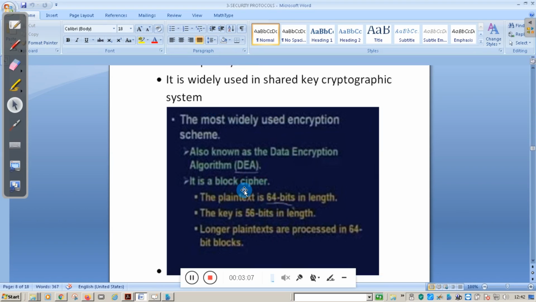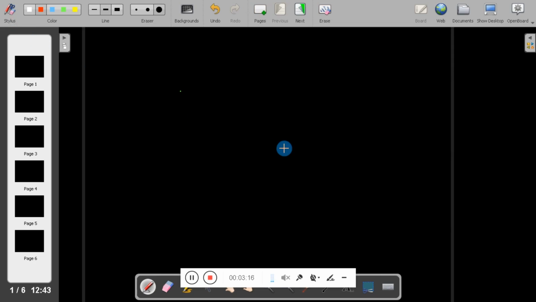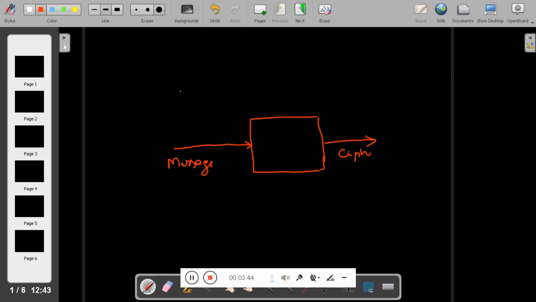While explaining ciphers in my previous session, I told you there are two types of ciphers: one is called a stream cipher, the other is called a block cipher. Now what is the difference between the stream cipher and the block cipher? Suppose this is my stream cipher block, and this is the input, that is the message or plain text, and this is the output, nothing but cipher text. This makes use of a shared key.